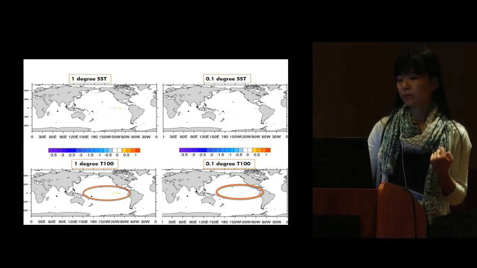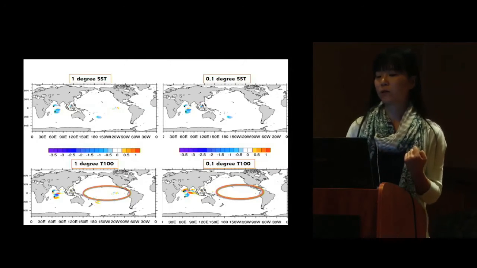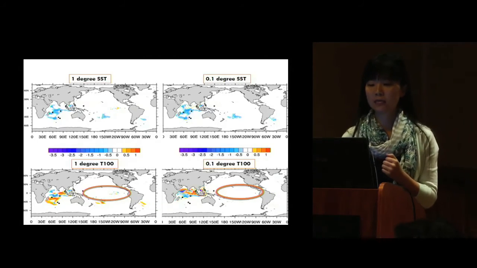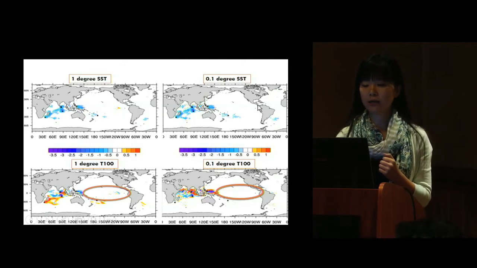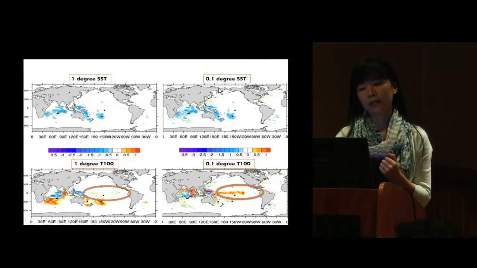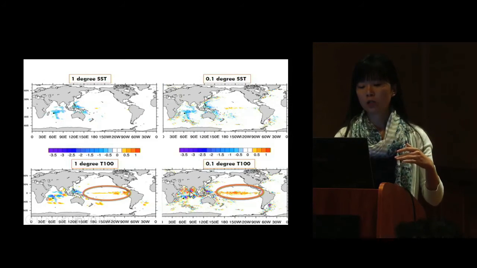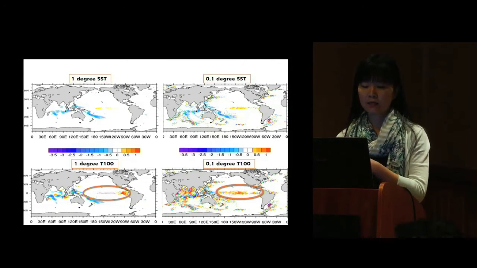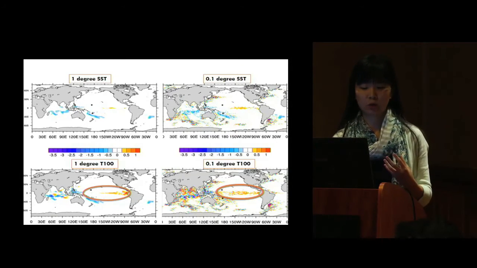Here are some animations of the temperature anomalies. The upper two panels are SST from 1 degree and 1/10 of a degree. The lower panels are temperature at 100-meter depth from 1 degree and 1/10 of a degree. The black dots are tropical cyclones. And we can see that at 100 meters, there are some equatorial waves that are transporting heat eastward into the East Pacific. And this equatorial wave is excited by tropical cyclones.